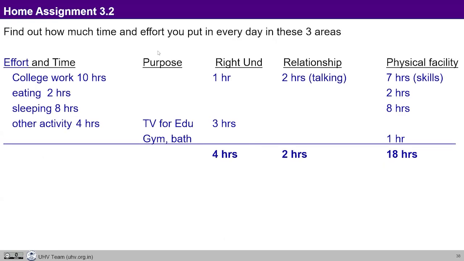Then we can also make an assessment of the time and effort that the student is investing. So for example, the student has 24 hours in a day. We can assume that the child is sleeping for 8 hours. Then how do we distribute the 16 hours? Okay, and what is the purpose? So maybe the college work is there. I'm spending 10 hours for that. Now 1 hour is going for right understanding, 2 hours for talking, 7 hours for learning skills, things like that.